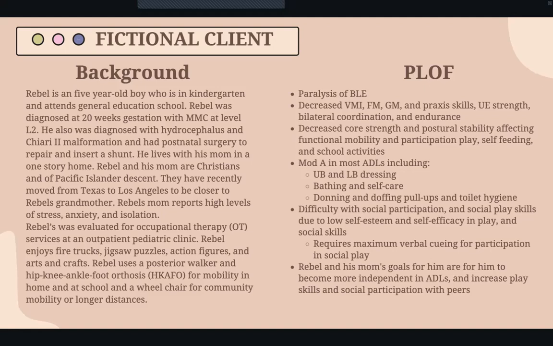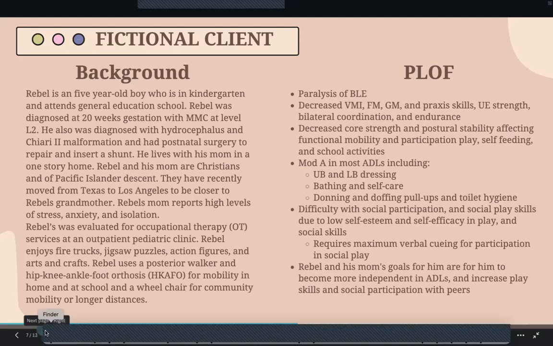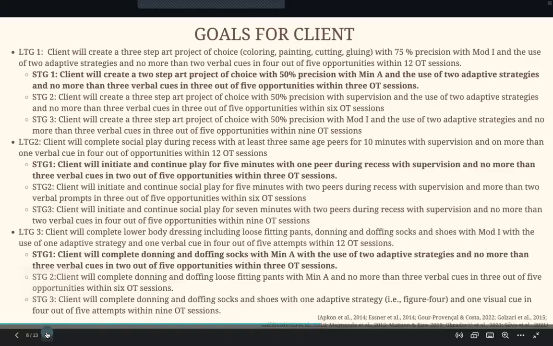He has difficulty with social participation and social play skills due to his low self-esteem and self-efficacy. He requires maximum verbal cueing for participation in social play. Rebel and his mom would like for him to work on becoming more independent within his ADLs and increase his play skills and social participation within his peers.